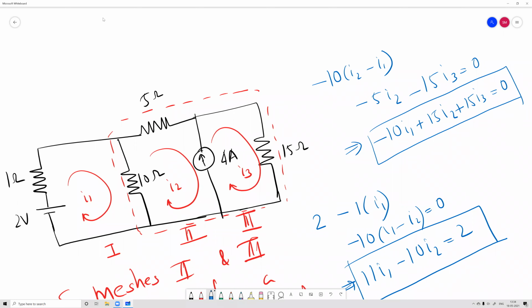Yes, sir. Okay. What will be the final equation? We have 3 unknowns, so we need to prepare 3 equations. We have got 2 equations. What will be the final equation? What is the current flowing through this branch? KCL. Yes, KCL.